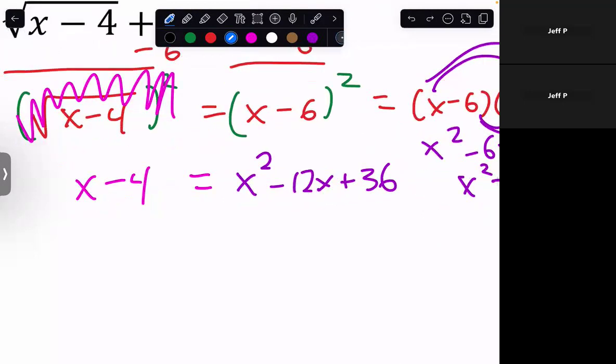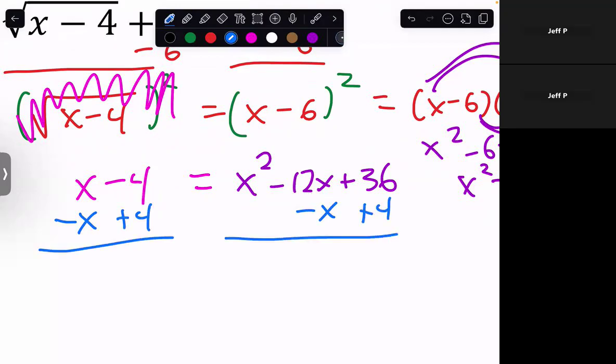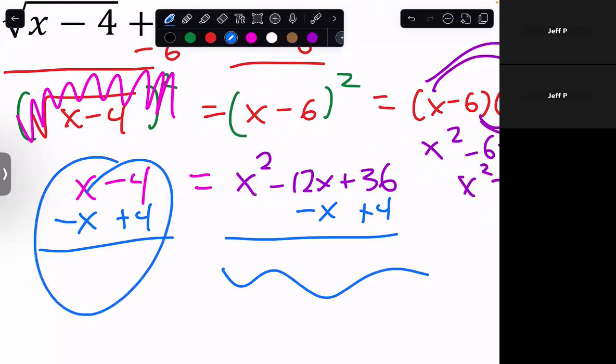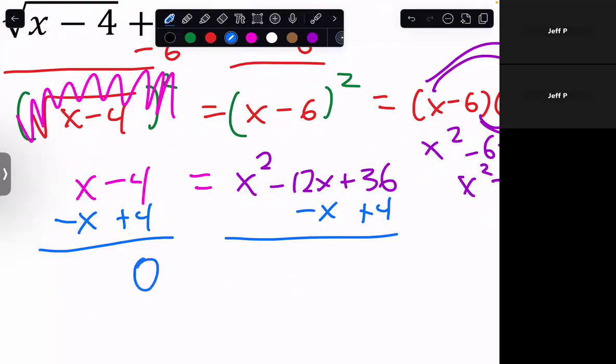In order to factor, we need one side to be 0. So let's subtract x from both sides, and let's also add 4 to both sides of the equal sign. Okay, so I've noticed a lot of students lose the equal sign. They just write over here because all of this goes away. But actually, you need to keep the 0 equals because it's still an equation.